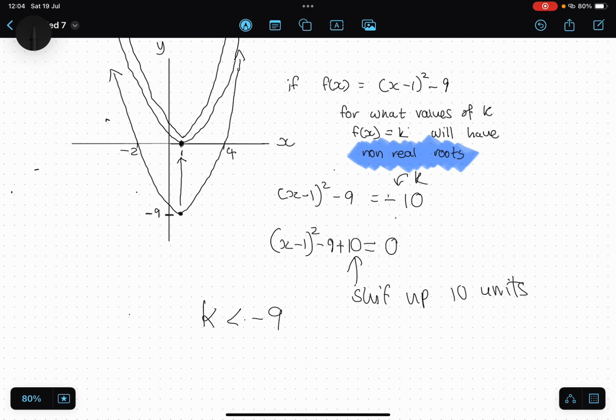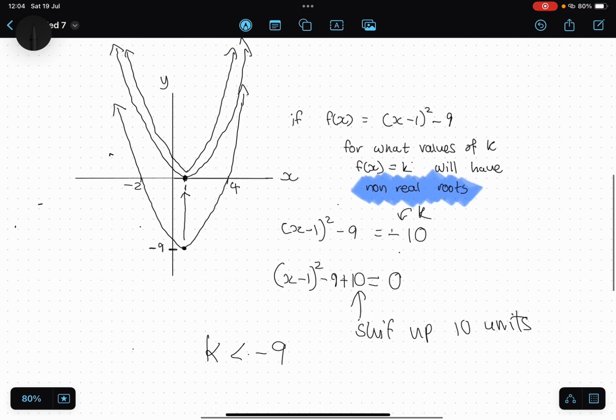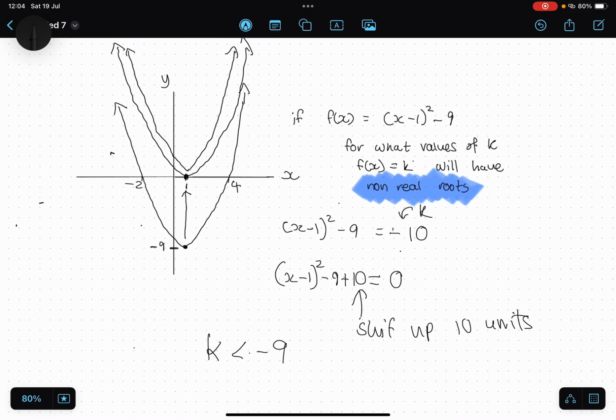So we're going to say that, okay, any values of k that are less than -9 will always give me something that is non-real. Because if you shift it up by -10, -11, it's going to go over the equal sign and it becomes positive. So that means it'll be shifting up by 10 units, up by 11 units.